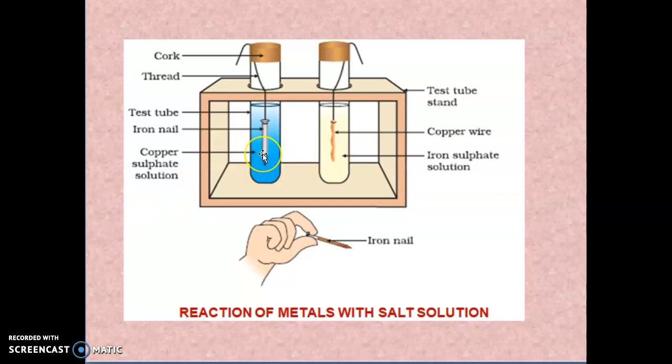So in this figure, first we are taking a copper sulfate solution and we are dipping an iron nail in the test tube, and here we are taking a copper wire and dipping this copper wire inside an iron sulfate solution.